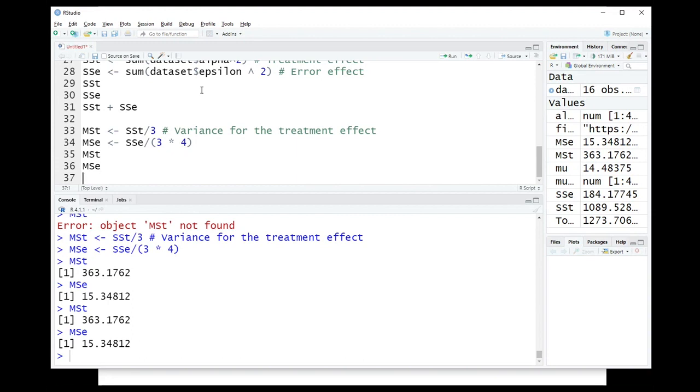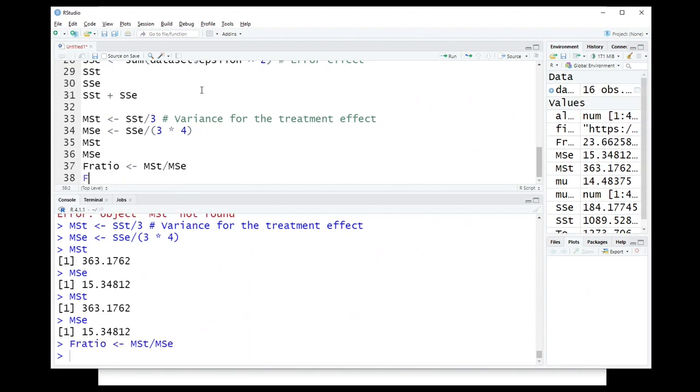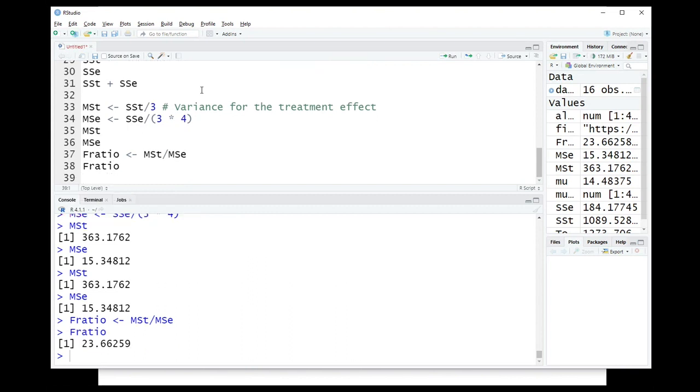And Fisher said that we should compare variances by calculating the F. F stands for Fisher F ratio. That is a ratio between the variance of the treatment and the variance of the error term. It is 23.7, right? Yeah.